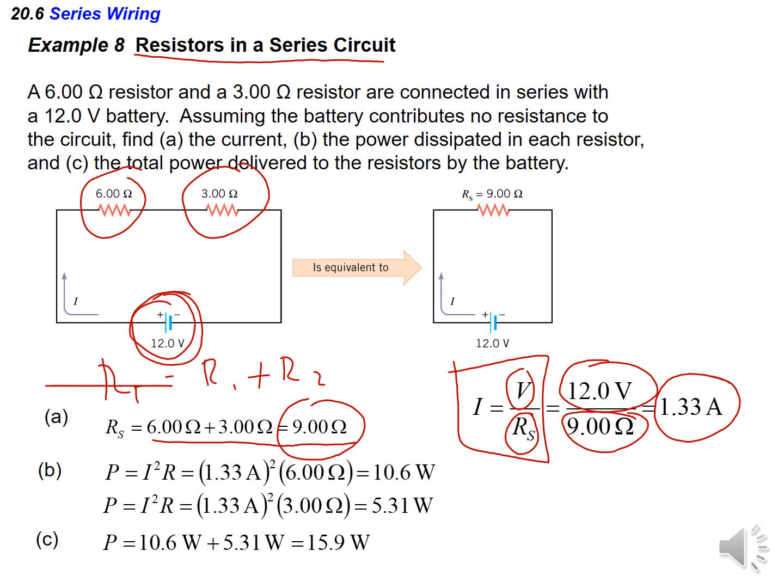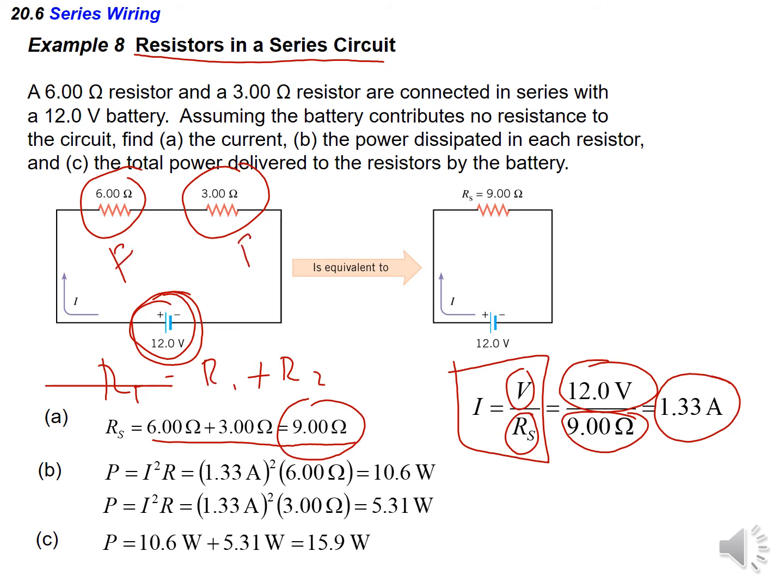Again, this is series connection. So we conclude that whatever the total current is, that is equal to the current entering the 6 ohms, and also the value of the current in the 3 ohms. So we can compute the power, because the second question here is what is the power dissipated in each resistor. So we need to compute the power on the 6 ohms and the power on the 3 ohms.